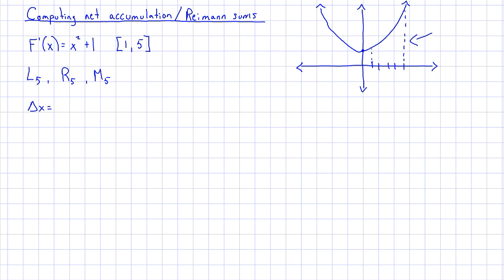That's delta x. So delta x is b minus a over n. I know that n is 5 because that's my subscript on my left, right, and midpoint. The format of this interval is a comma b. So I have all the pieces I need. It will be 5 minus 1 divided by 5, which is 4 over 5, and I'll write that as a decimal, 0.8. So that's my delta x, the width of each of my little boxes.